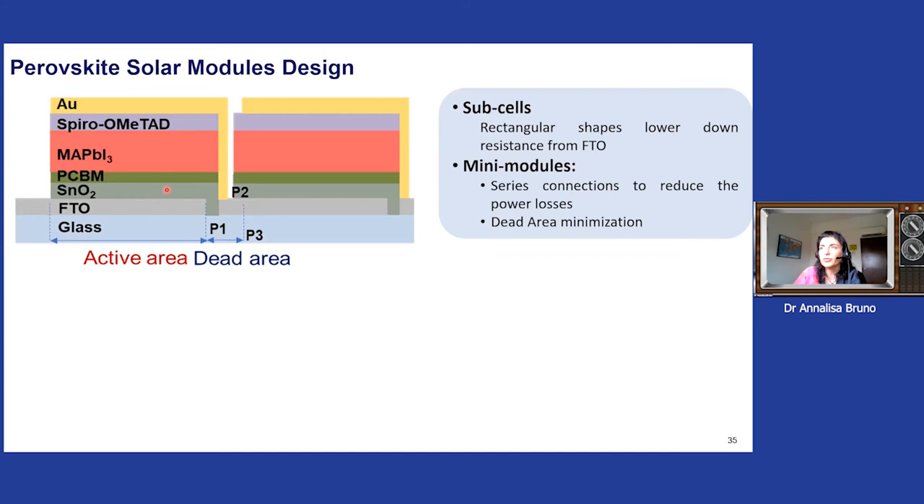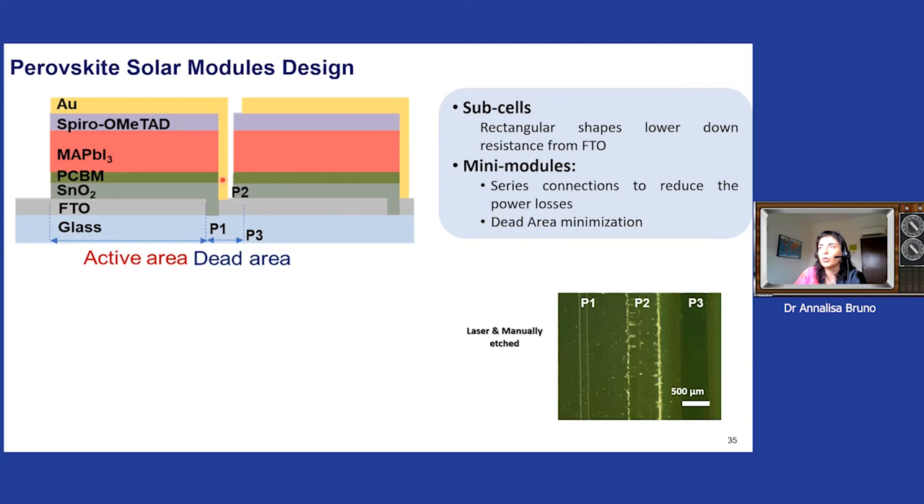So when you deposit your perovskite, you need to separate it and make what we call P1, P2, and P3. So some separation along your devices to have a series of independent cells, but they are still interconnected. How you design the division of the cells is very important to achieve high efficiency.